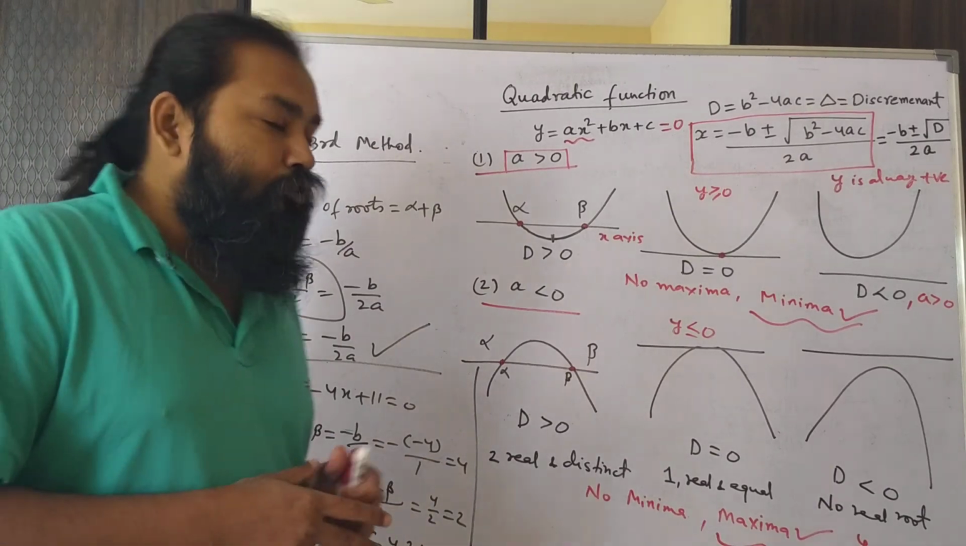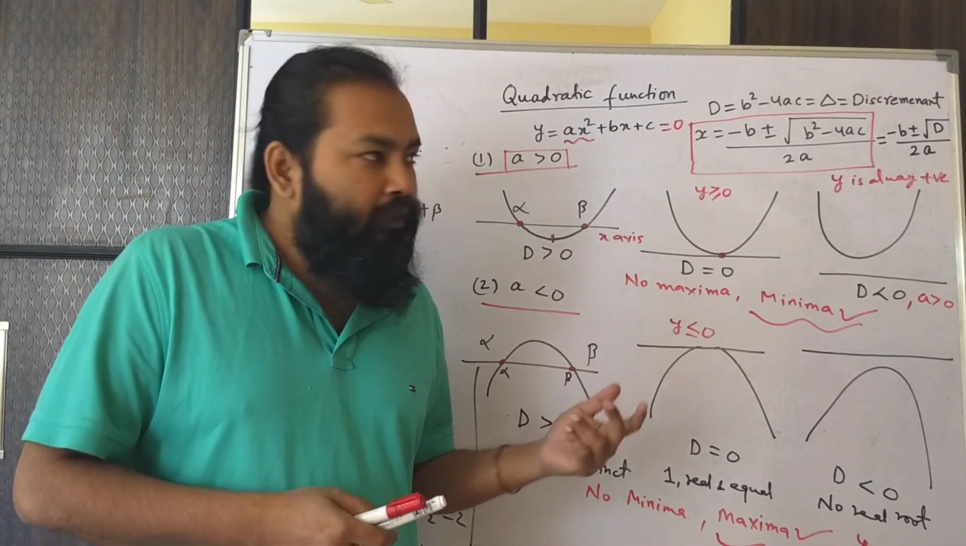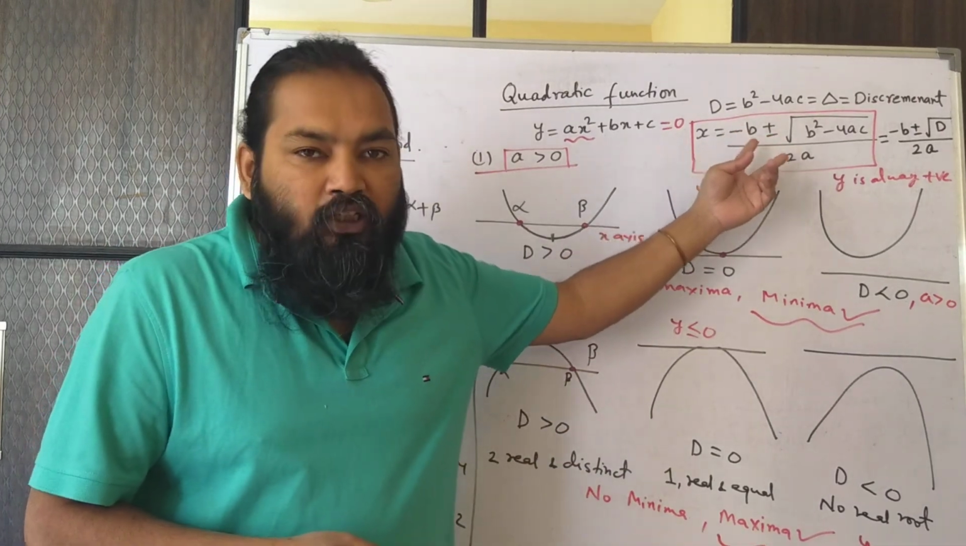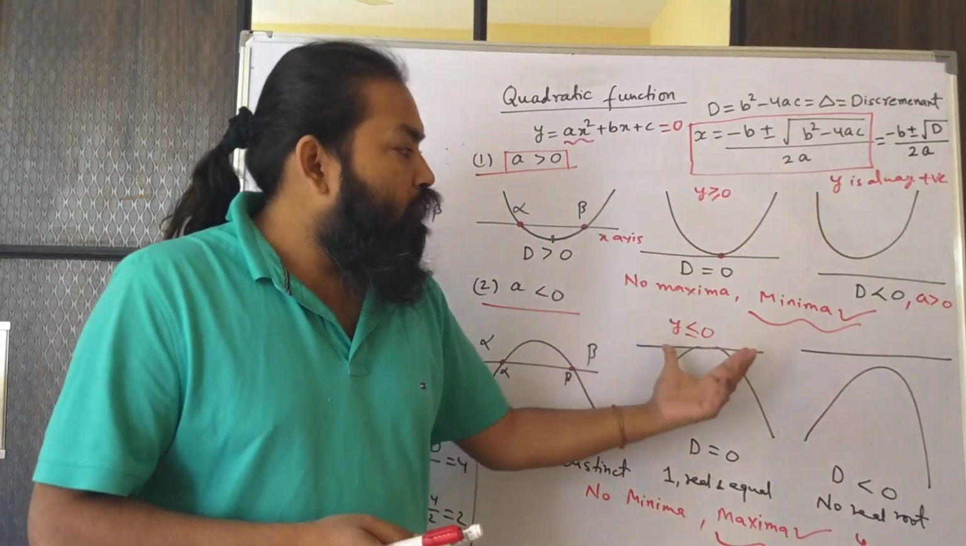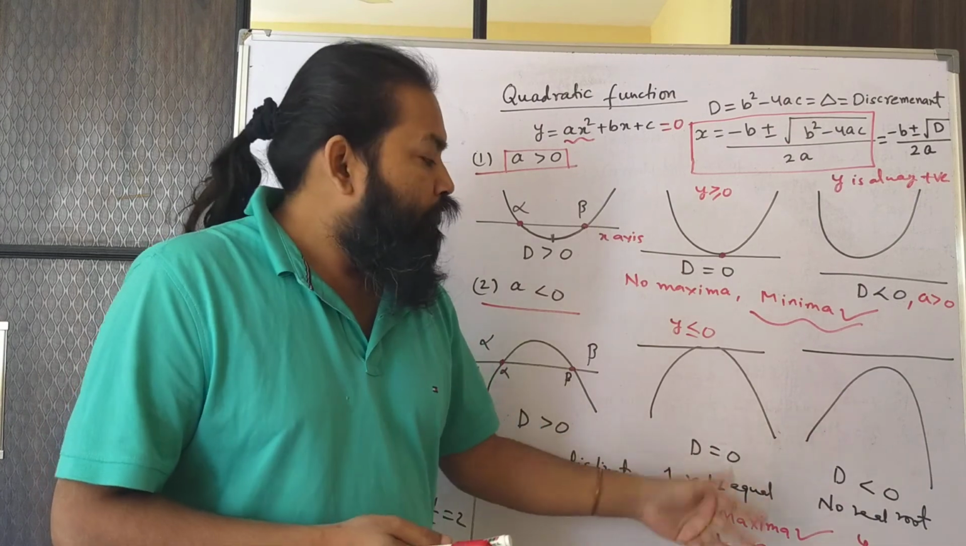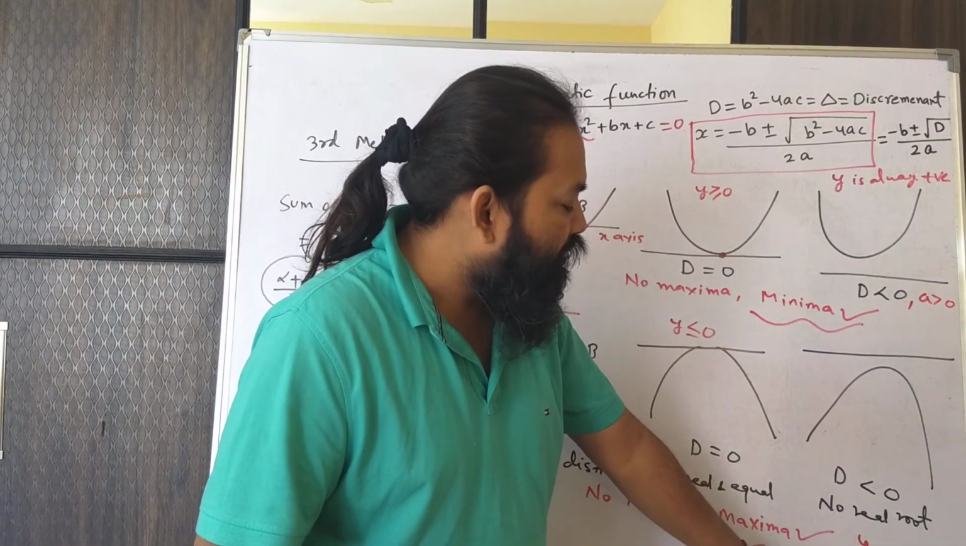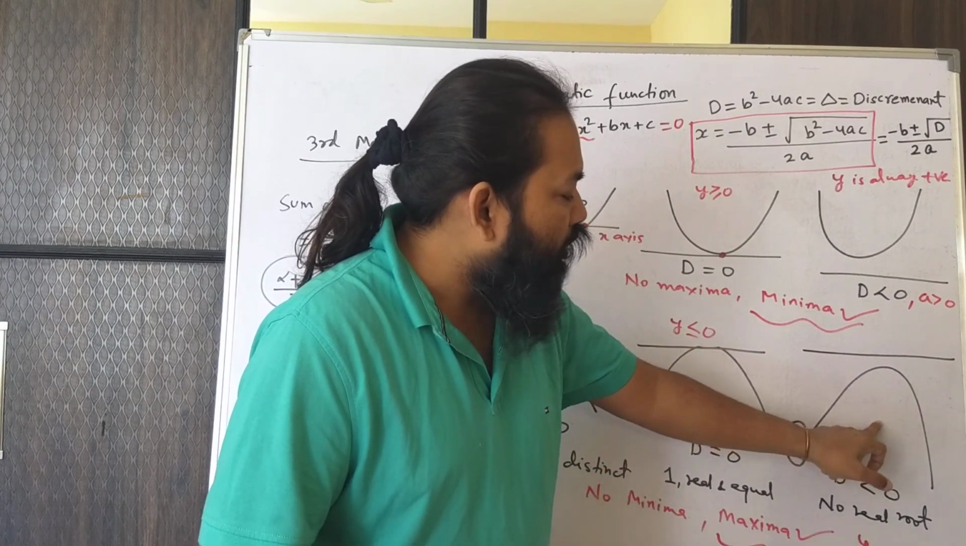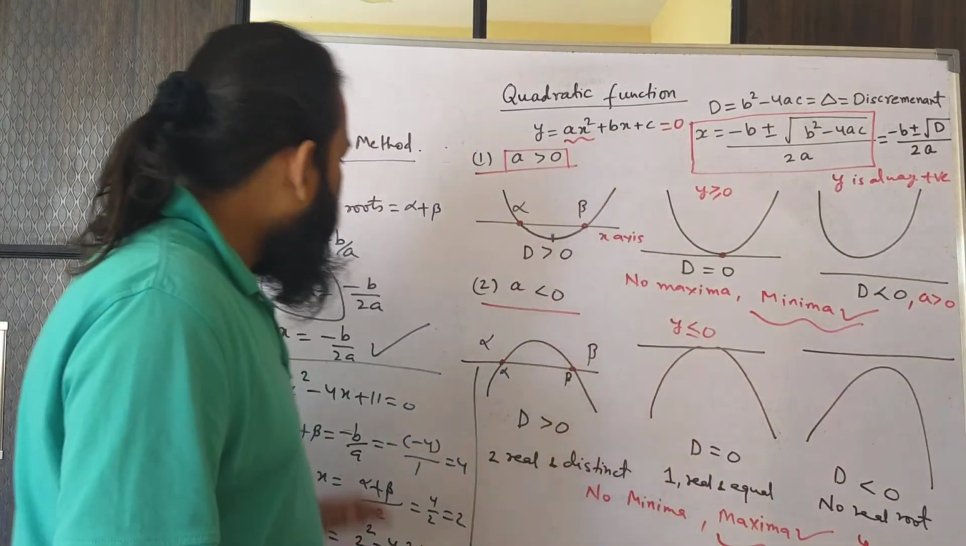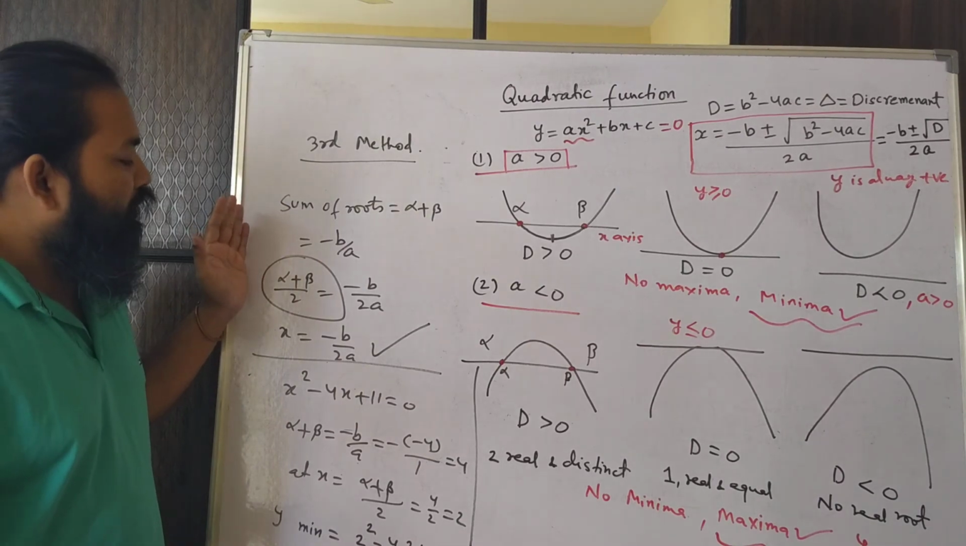I hope this was useful because we learned a lot of things. We learned the formula, we learned about nature of roots, discriminant, we learned about different possibilities of graphs. We also learned about the condition when y is always positive and when y is always negative. Okay, and we learned to solve minima maxima questions in 3 different ways.